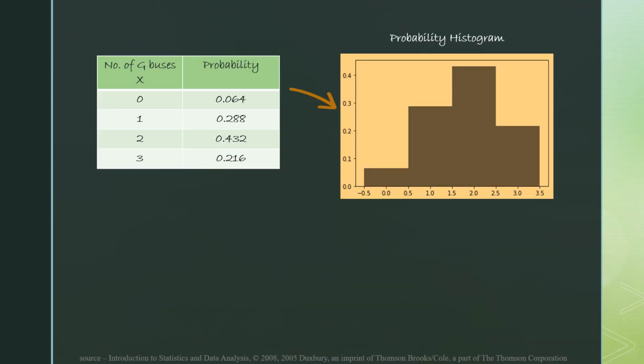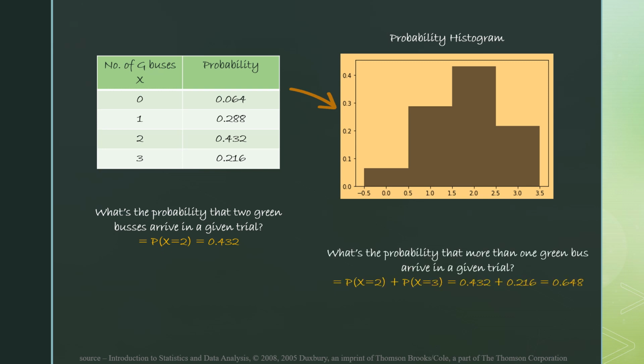Now let's take a look at the kind of questions we discussed for which probability distributions should provide the answers. What's the probability that 2 green buses arrive in a given trial? The answer is probability of x taking the value 2, and that equals 0.432. What's the probability that more than 1 green bus arrive in a given trial?